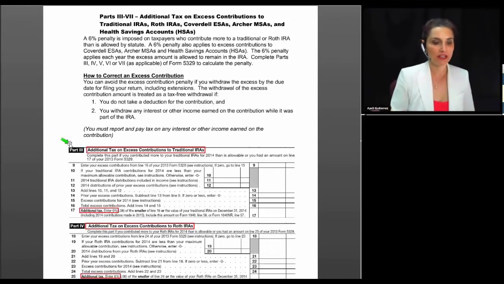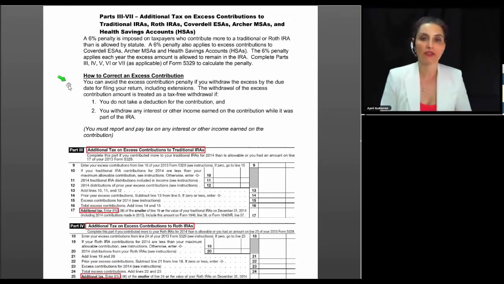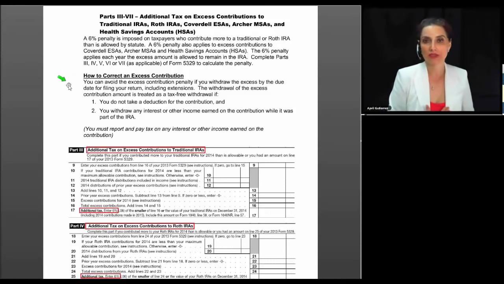So whether it's an HSA, an Archer MSA, a Coverdell Education Savings Account, a Roth IRA, or traditional IRA, anytime you make an excess contribution to one of these accounts, you can be subject to an excise tax of 6%. And if you determine that you have made an excess contribution to one of these accounts, you can get out of the excess contribution tax simply by removing the money from the account in a timely fashion.